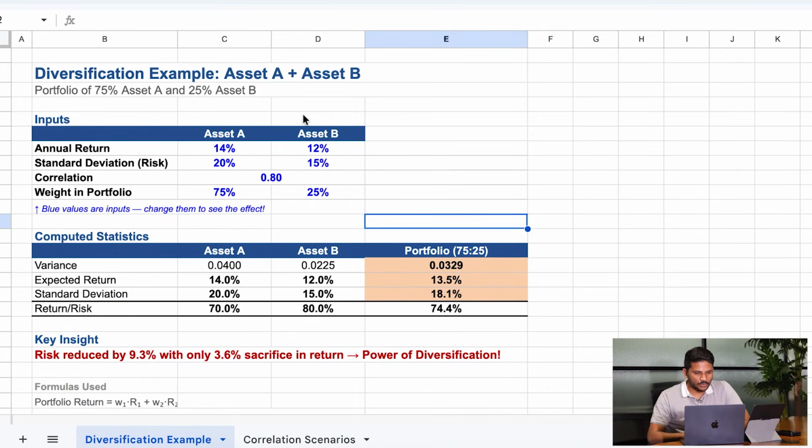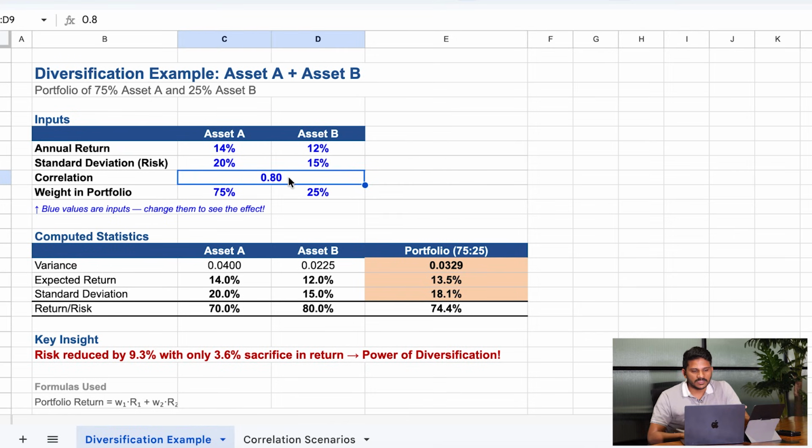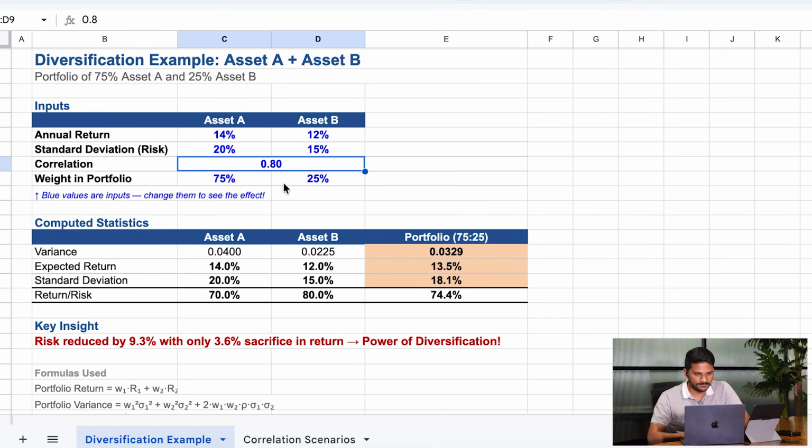So now let's look at correlation with a simple example. I'll share my screen here. Let's say you have two assets, asset A and asset B, and the annual return of asset A is 14%, the annual return of asset B is 12%. Standard deviation or volatility of asset A is 20% and asset B is 15%. Now assume the correlation of these two assets is 0.8, right? Which means they are highly correlated to each other. They are moving potentially in the same direction.